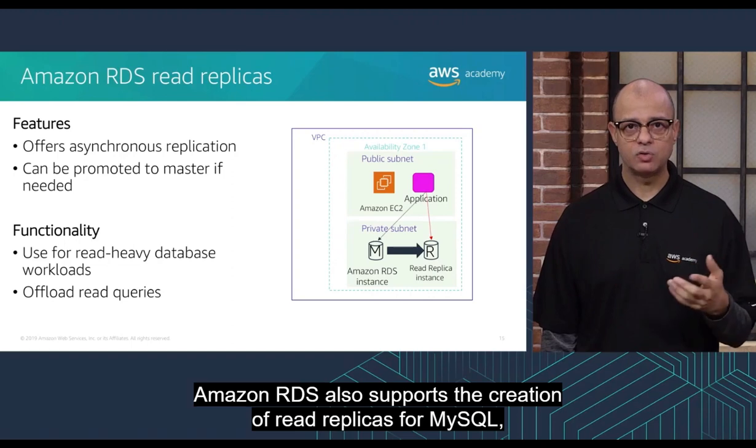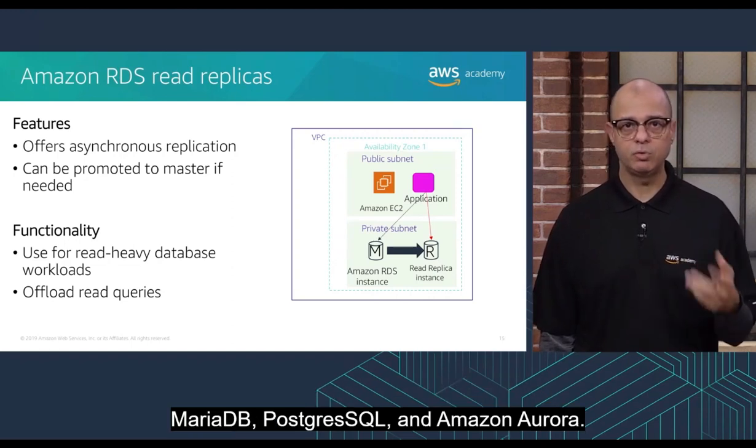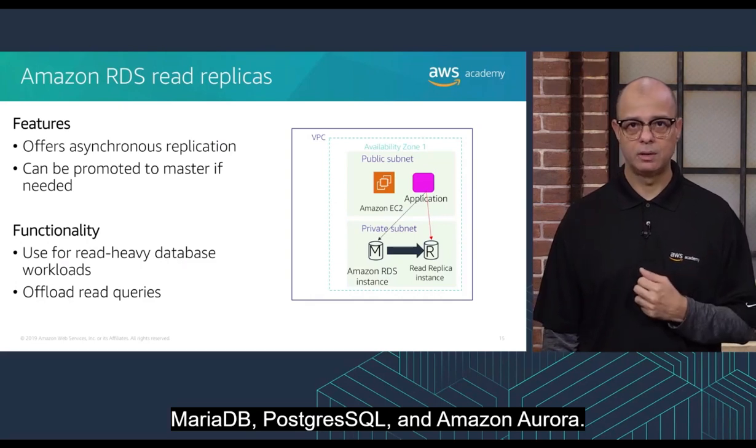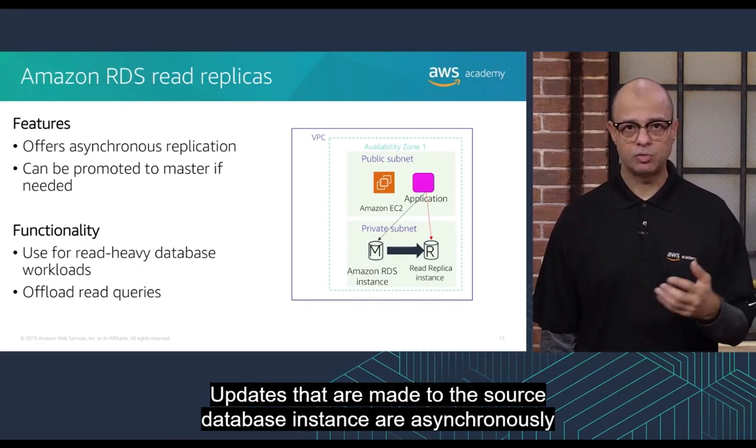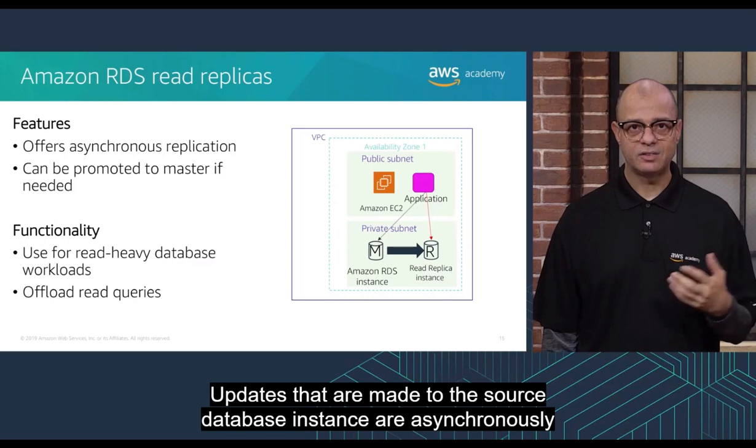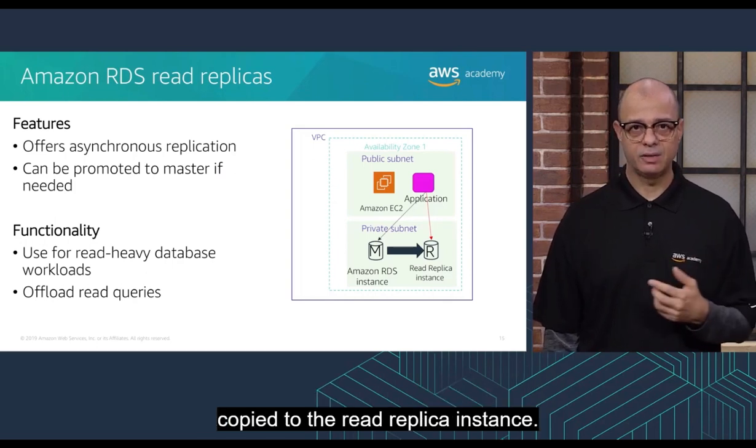Amazon RDS also supports the creation of read replicas for MySQL, MariaDB, PostgreSQL, and Amazon Aurora. Updates that are made to the source database instance are asynchronously copied to the read replica instance.